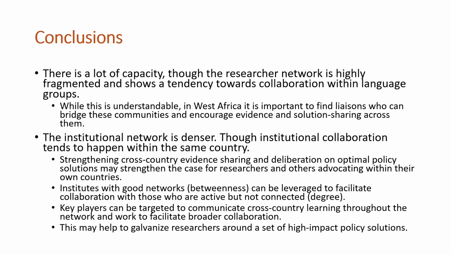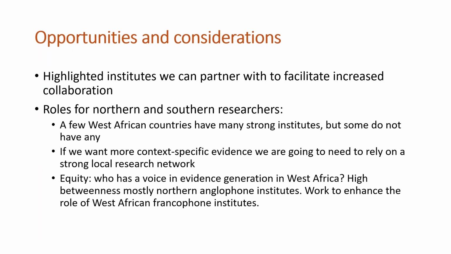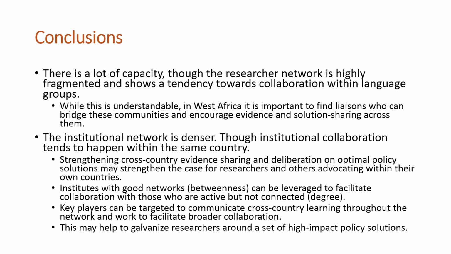Institutes with good networks, which we'll think about as betweenness, can be leveraged to facilitate collaboration with those who are less active, but with those who are very active but not as well connected when we think about the degree centrality scores. In addition, key players can be targeted to communicate cross-country learning throughout the network and work to facilitate broader collaboration. And these actions may help galvanize researchers around a set of high-impact policy solutions.